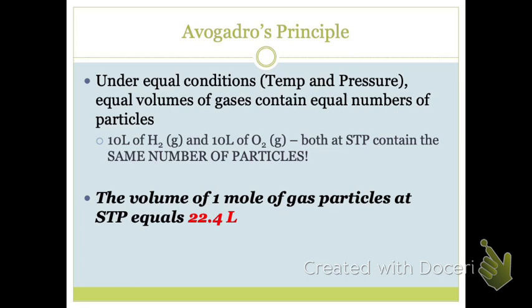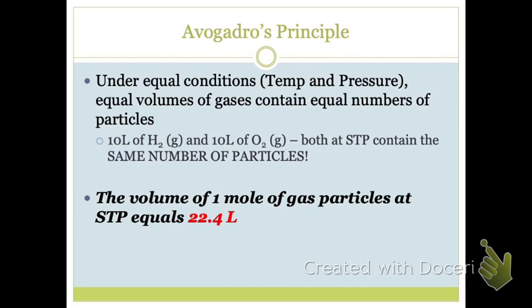Through a bunch of studies, he found that 10 liters of hydrogen gas and 10 liters of oxygen gas at STP both contain the same number of particles. So it has nothing to do with their mass. It just has to do with their quantity. And so his math and all of his experiments led him to this conclusion, that a mole of any gas particle at STP has a volume of 22.4 liters. 22.4 liters. So that's something you can highlight. You can put it on your equation sheet if you really want to, but a mole of any gas at STP is going to have a volume of 22.4 liters.